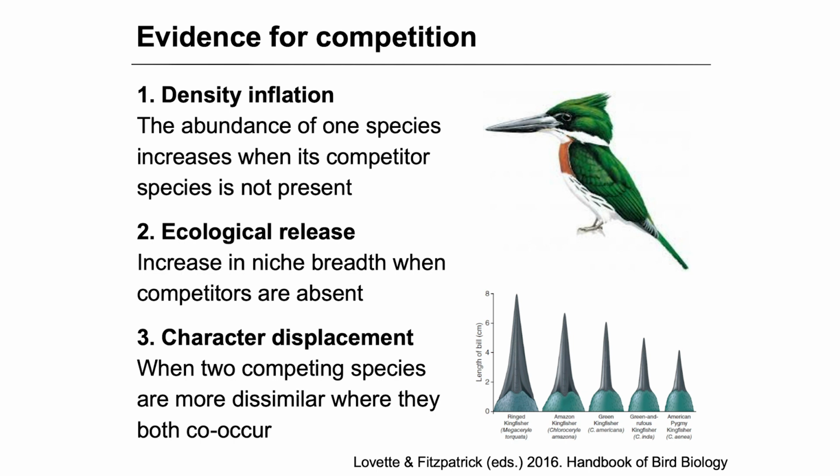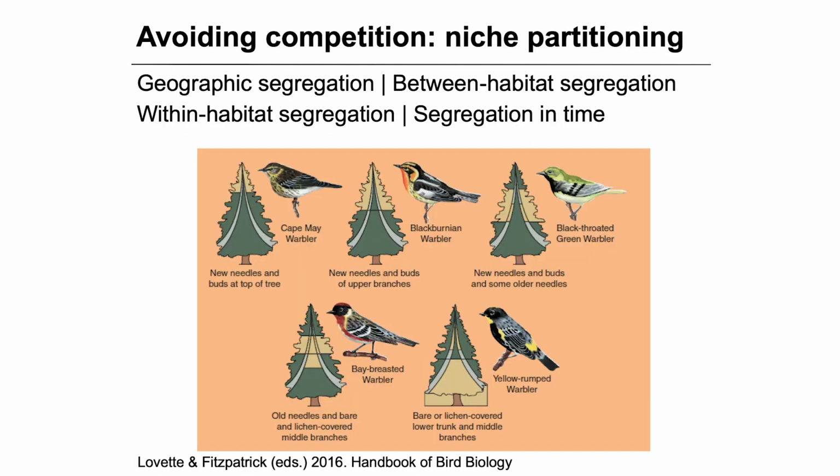But when there's only one species there in the community, it does not need to specialize, and therefore it will be able to feed on a large variety of things. Finally, about competition, how do species avoid interspecific competition? And here is one way.